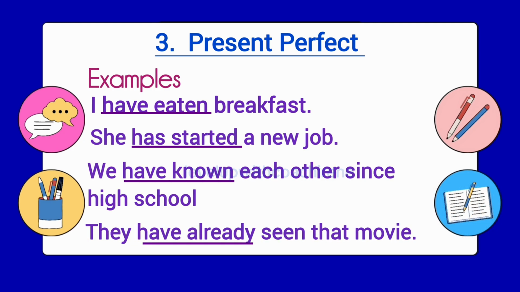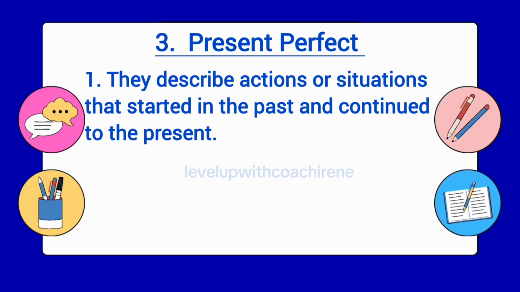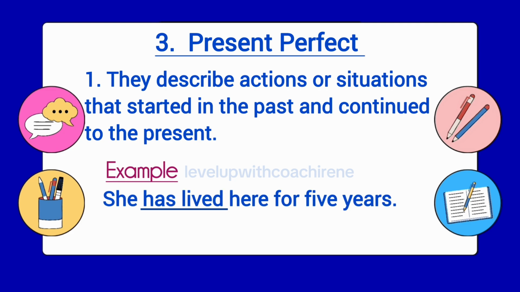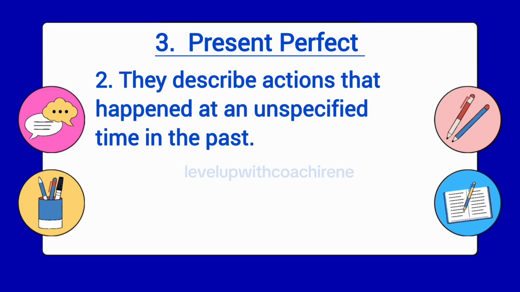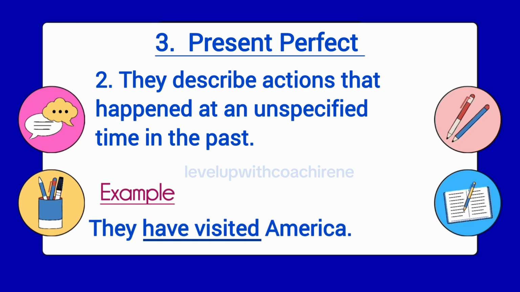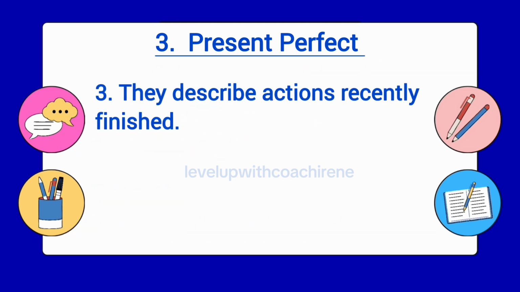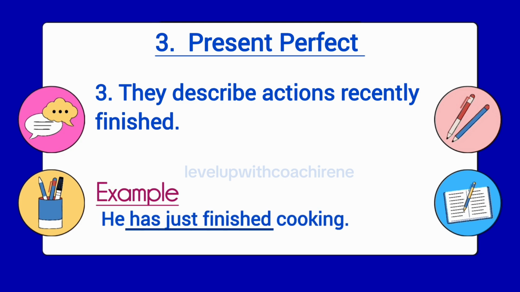The present perfect tense is used to describe actions or situations that started in the past and continued to the present. For example, she has lived here for 5 years. They are also used to show actions that happened at an unspecified time in the past. For example, they have visited America. In addition, they are used to show actions recently finished. For example, he has just finished cooking.